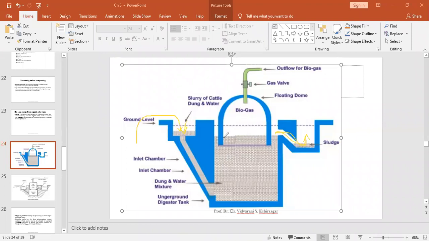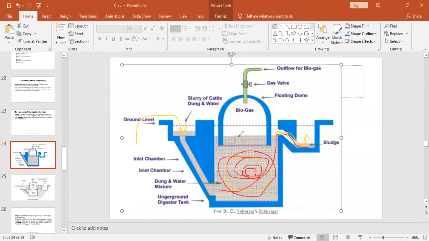Now, this is a dome which is provided to collect the gas produced during the decomposition process. So this is a tank where the degradation process will be performed in the absence of oxygen. This is a completely anaerobic method, and hence the decomposition will be performed in the absence of oxygen. During decomposition, the sludge will move forward towards the outlet sludge tank.